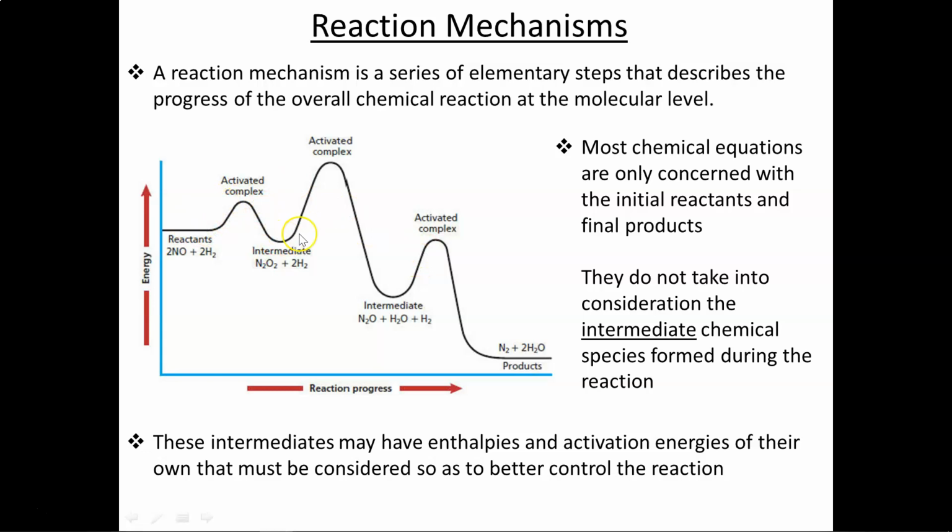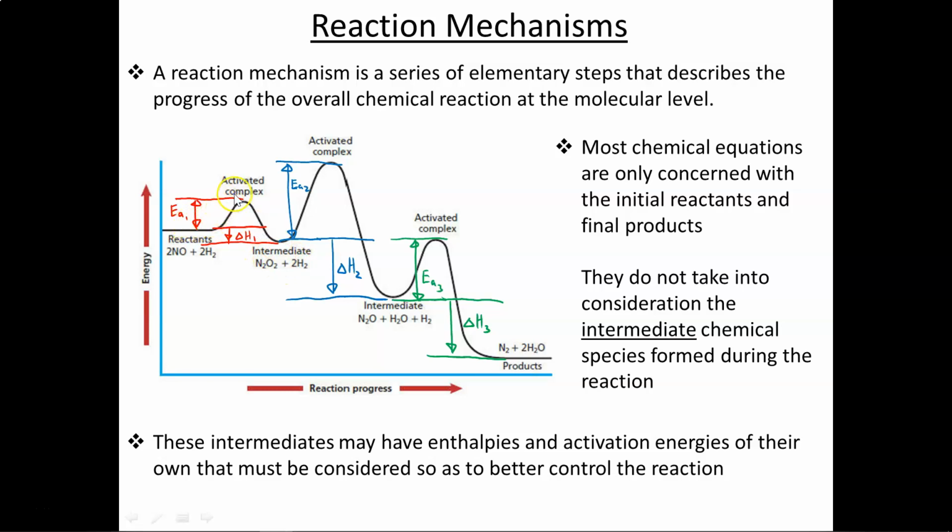You can think of these elementary steps as their own small chemical reactions, each one with their own activation energy and their own unique enthalpies. In order to really control a chemical reaction, you can't just know what it was and what it is going to be. You have to know the path it took to get there. So we know the activated complex in each of these elementary steps is the most unstable point of the chemical reaction. But you can think of the intermediates as almost a resting stop in between.